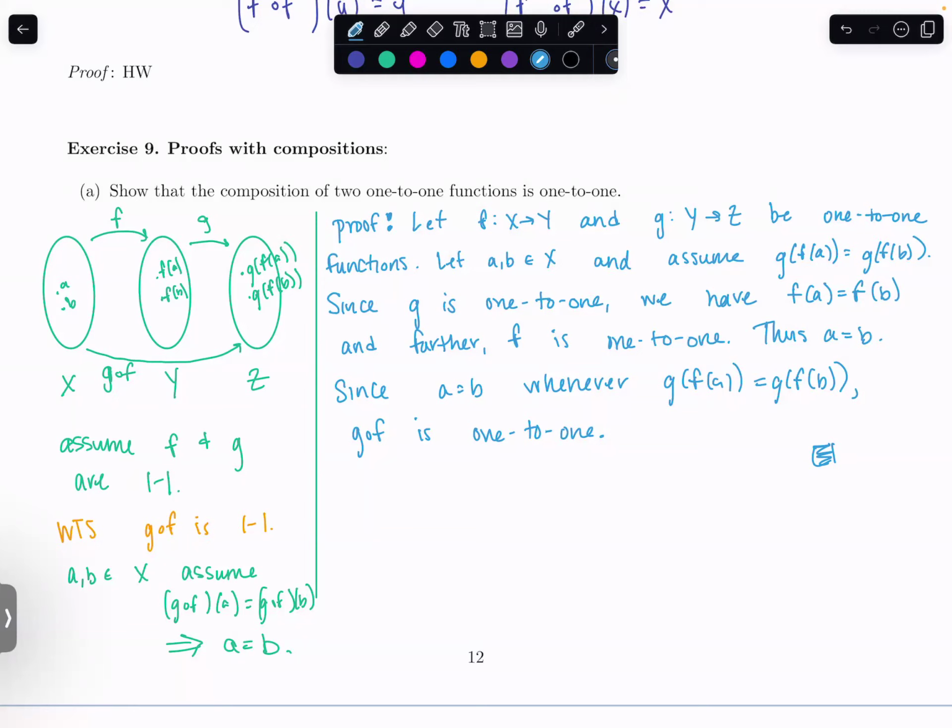Okay, so that looks a lot harder than it actually is, but if you're composing two one-to-one functions, the one-to-oneness is not broken under that composition, which is good. The one-to-oneness is preserved by the composition, so that's a good thing.